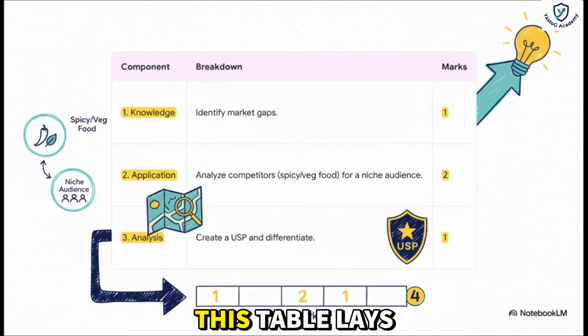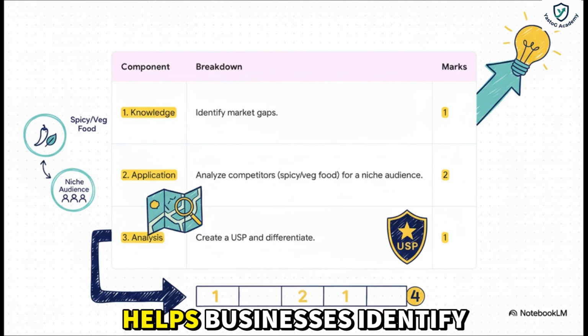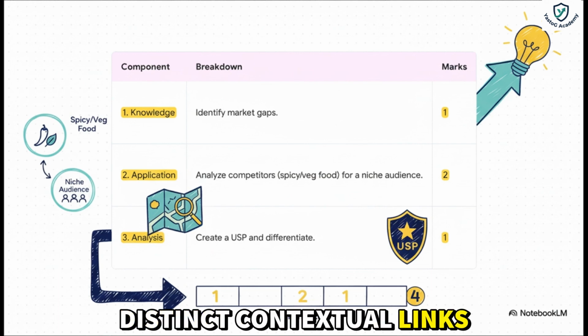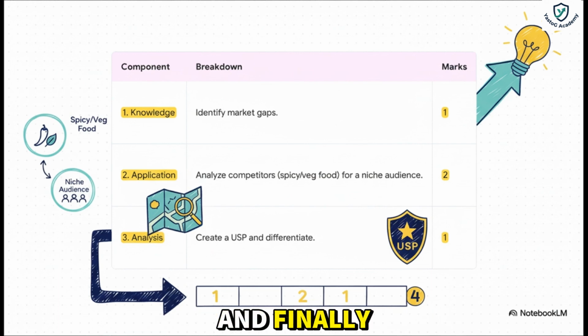And here it is. This table lays it all out beautifully. First, the knowledge point. Market mapping helps businesses identify gaps in the market. Clean, precise, bam, 1 mark. Next up, the 2 application links. Notice it doesn't just say their business, it gets specific. It talks about analyzing competitors serving spicy or vegetarian food to attract a niche audience. Those are two distinct, contextual links. That's 2 more marks, right there. And finally, the analysis. What's the consequence? This enables them to create a unique selling point, USP, and differentiate. That is the impact, the final mark. 1, 2, 1. 4 marks.